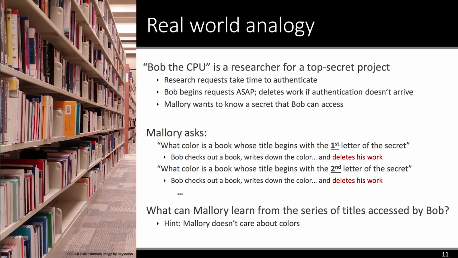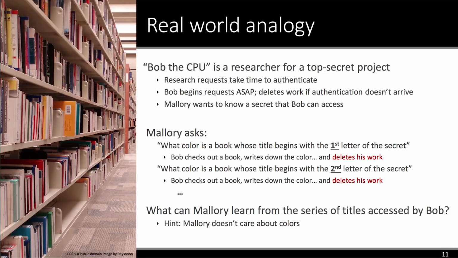And Mallory, our evil attacker here, wants to know a secret that Bob has access to. So Mallory asks a question of Bob: what color is the book whose title begins with the first letter of the secret? Bob, being a faithful researcher, goes off to the library, checks out the book, looks up the color, writes it down, and then throws away the piece of paper that he wrote it down on.